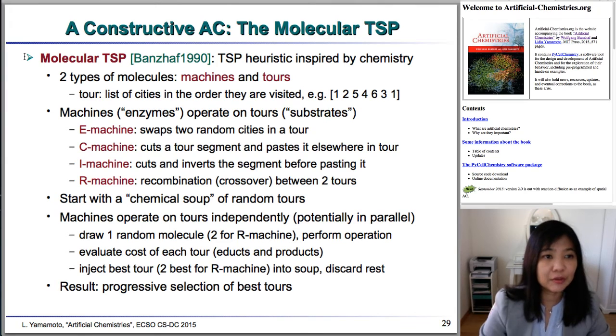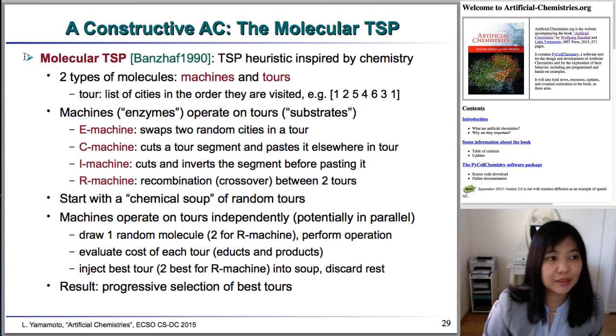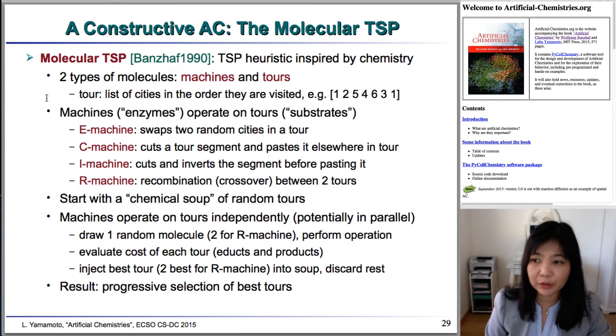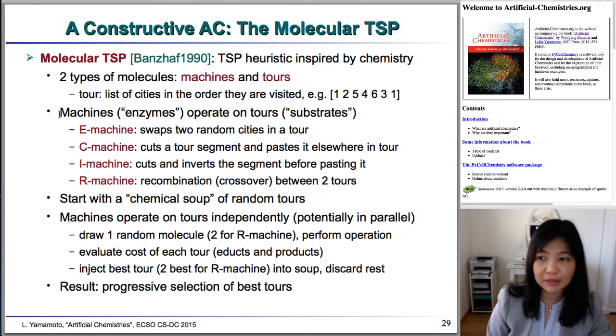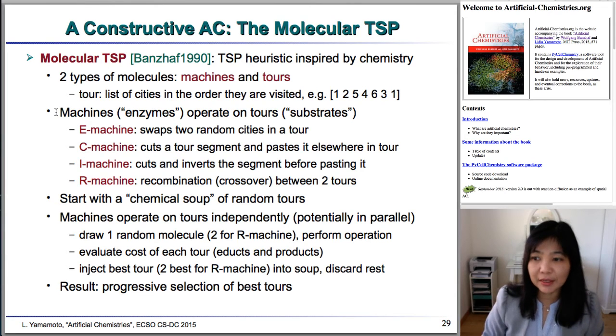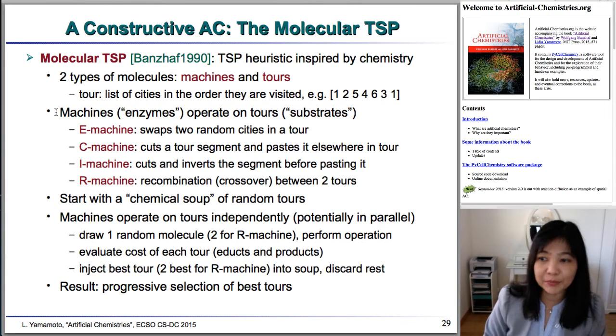And the solution using the molecular TSP is based on machines and tours. The tours are the list of cities in the order that they are visited, and we just generate a random set of tours and let some machines operate on these tours. The machines actually look like genetic operators that swap random cities or cut segments or invert segments, recombine segments, so they look a little bit like the enzymes in the DNA FSM example, in which enzymes are cutting the DNA strand.